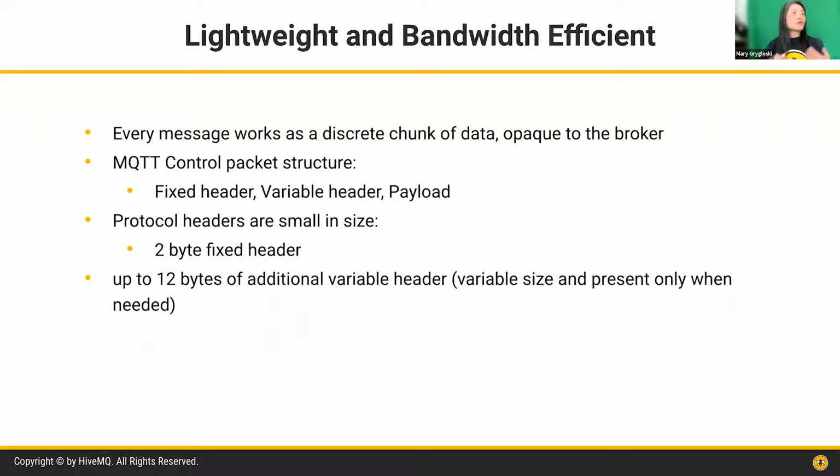So basically MQTT overall is very lightweight and very bandwidth efficient. As you can see, the MQTT control packet consists of the fixed header, the variable header, and the payload itself. It's extremely fast because it's very lightweight. The fixed header, which is required, is only 2 bytes. Your variable header is optional, because if you don't need it, you don't have to have it, but it can be up to 12 bytes. So it's really small, which helps with delivery. You don't have too much overhead in that case.